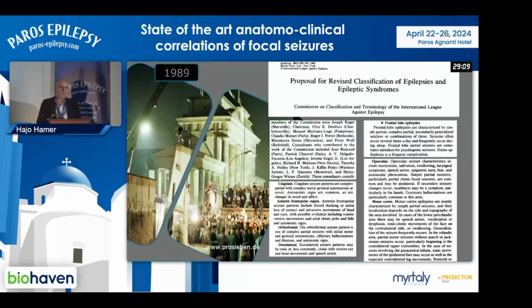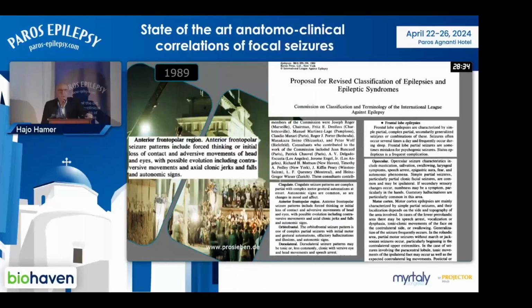Okay. So I'd like to start to focus on frontopolar seizures, maybe with this revised classification of epilepsy, 1989. 1989 is a very famous year for us Germans because of the breakdown of the Berlin Wall. But this is not all that happened, obviously, in 1989. And we have this proposal of classification of epilepsy syndromes. It's not the current one anymore. But in this proposal, you found a description of frontopolar seizures, or seizures arising from the polar region.